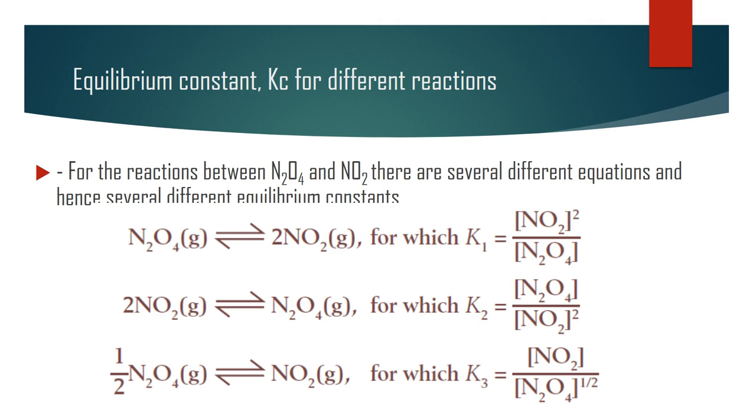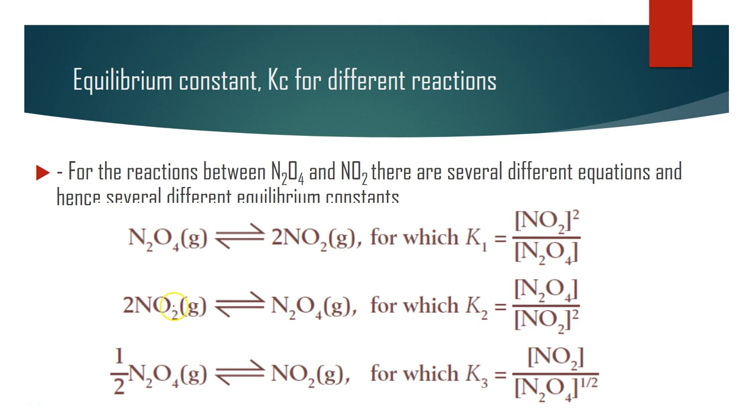What I want to talk about here, though, is how we can work out what the Kc value is if we haven't been given the concentrations. If we look at these reactions between NO2 and N2O4, there are a number of different ways we can look at these equations. We can have N2O4 decomposing into 2NO2, which gives us the equilibrium constant here.